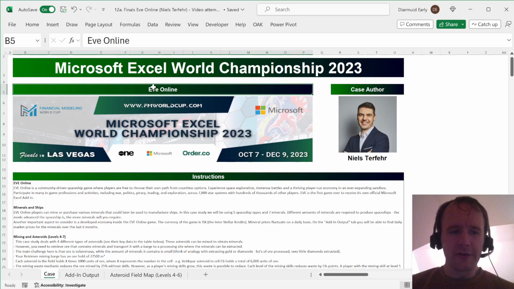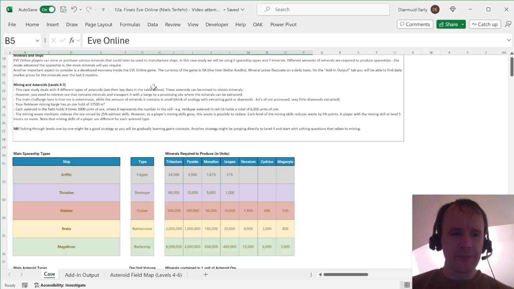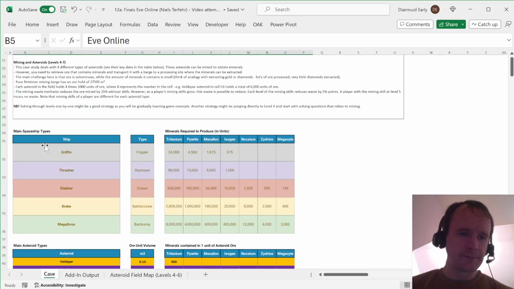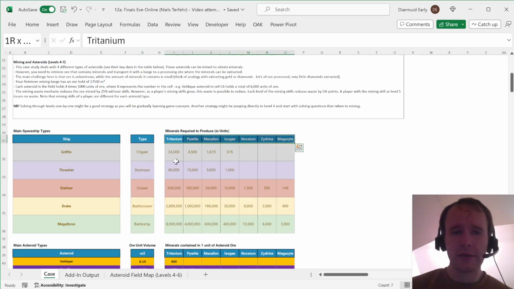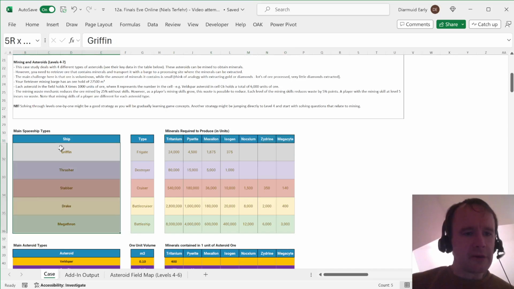But the bit that we're looking at today is basically we've got 7 different minerals, titanium, pyrite, mexilon, etc. We've got 5 different types of ship, each of which has a cost in minerals. So we're going to be interested in figuring out how much ships cost.